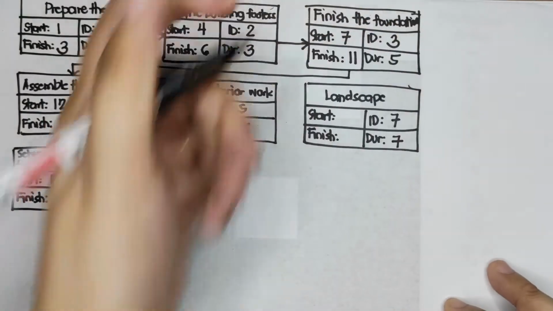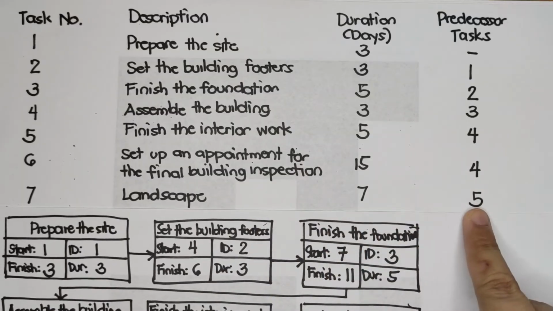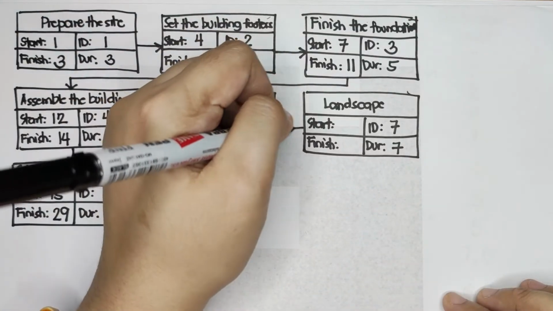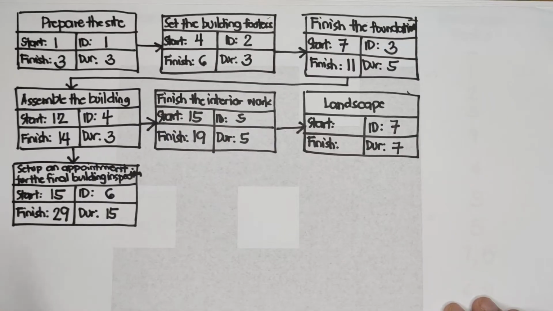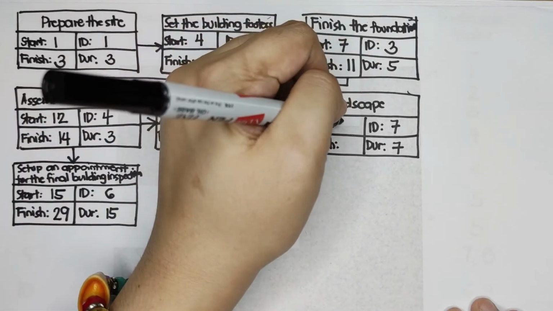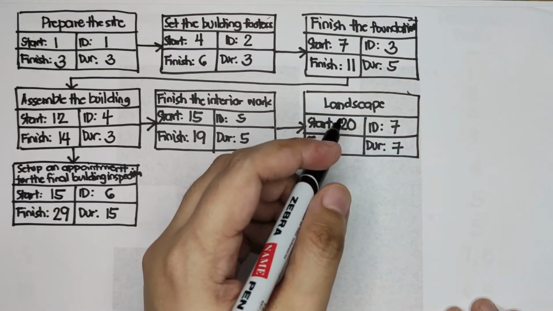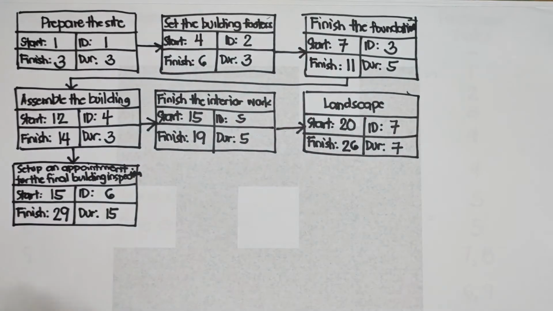The predecessor task of landscape is 5. So, let's create an arrow going to landscape from task number 5 since that is the predecessor task. The start day of landscape is day 20. So, 20 plus 7 is 27, minus 1 is 26. That will be our finish day.